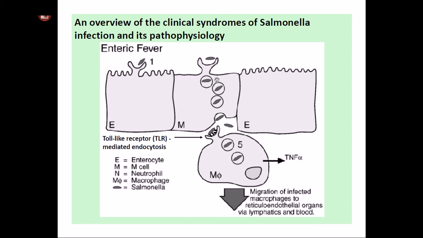So here they are engulfed by these M cells and processed, and the M cell will finally provide them to the macrophages, which are very dangerous players of the immune system of the host. The macrophage will take them up by toll-like receptor mediated endocytosis, and then inside, it will chop them up and do the rest of the job.